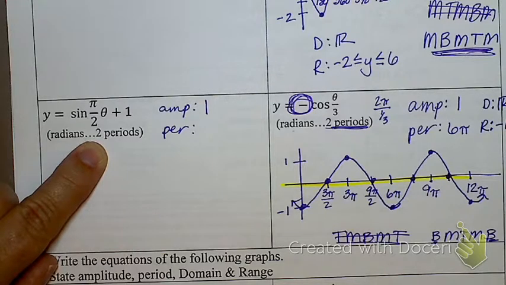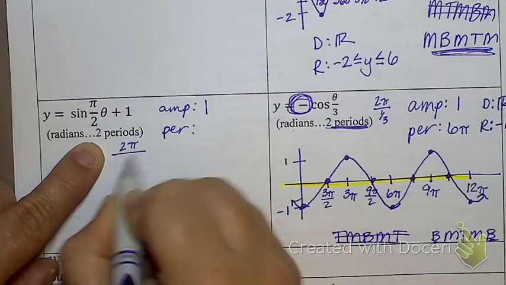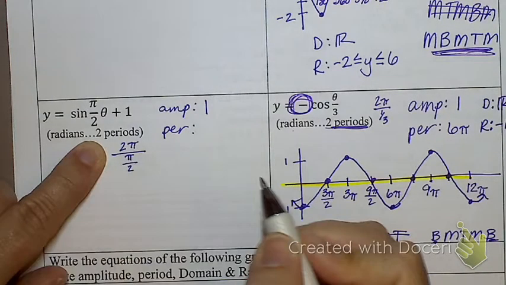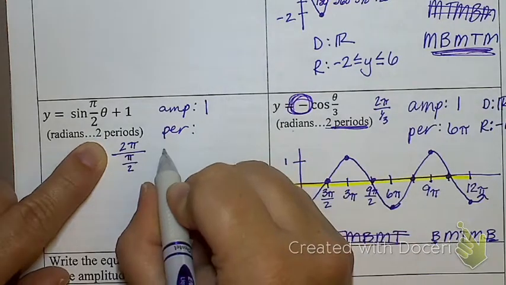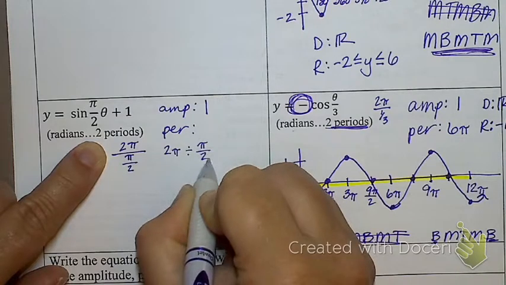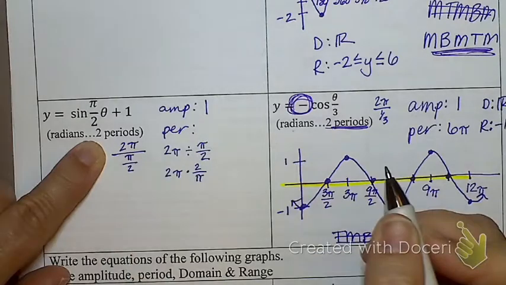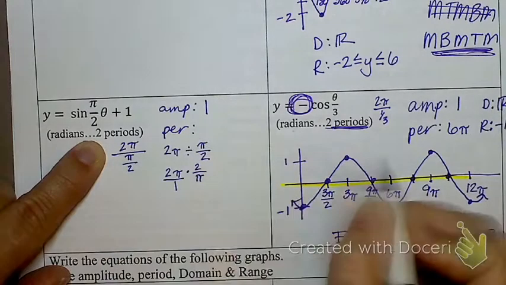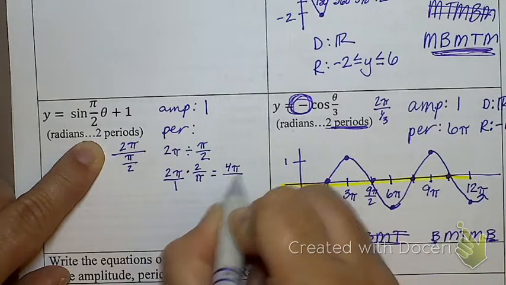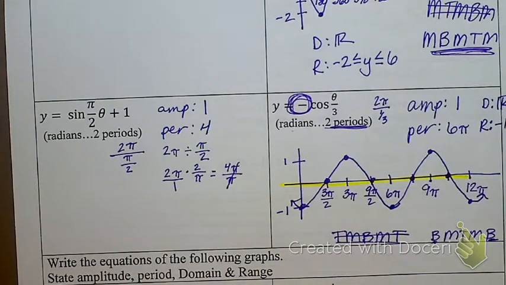This one's really an ugly period, isn't it? Because it's 2 pi divided by pi over 2. Let's write that a different way. 2 pi divided by pi over 2 is really 2 pi times 2 over pi. So that gets me 4 pi over pi. So the pi ends up disappearing, and my period is just 4. I promise I don't give you one like that on the test. Okay? But it is ugly.